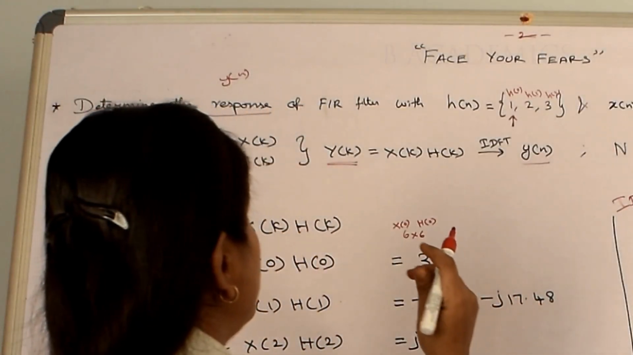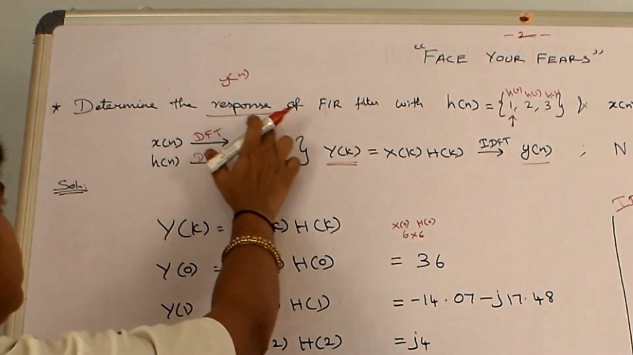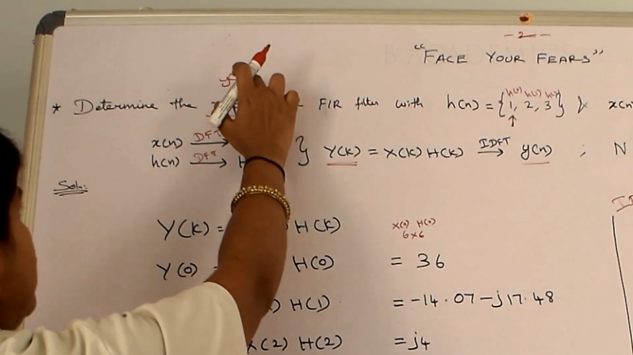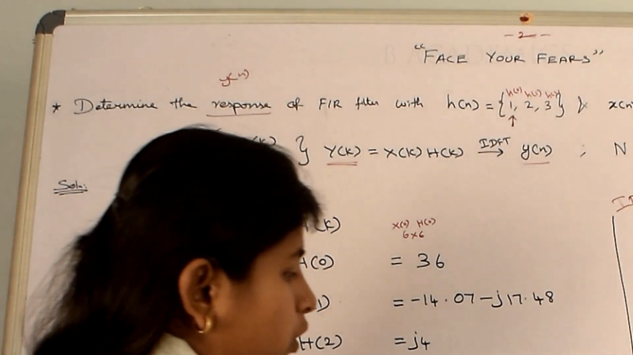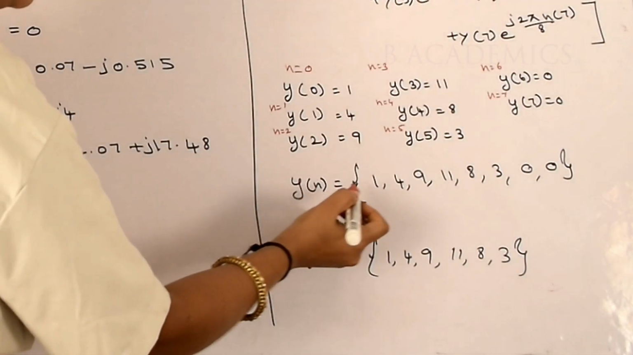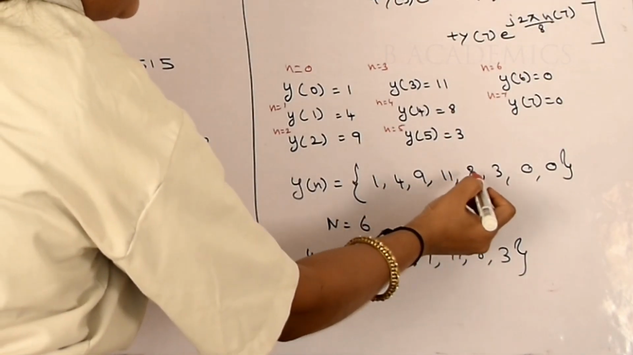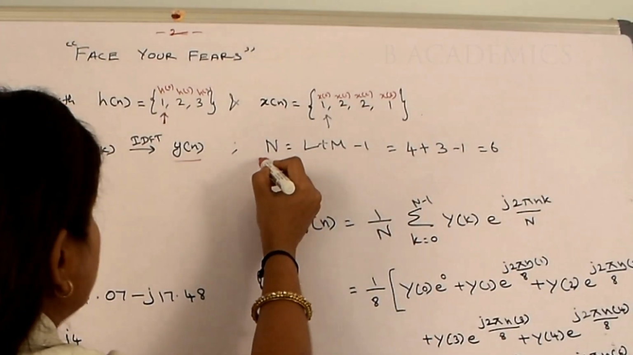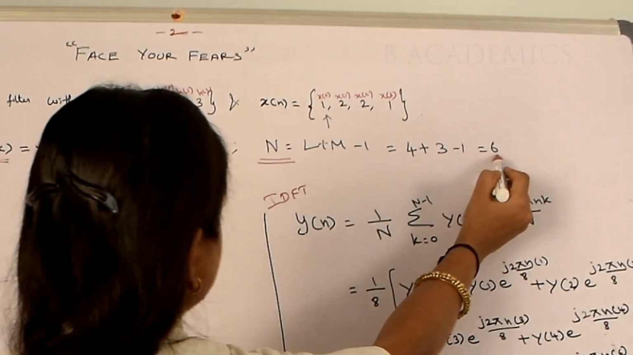So what is given in your question? You have to find out the response of the FIR filter, which is nothing but your output signal, y of n. Now we have found the output signal. y of n is equal to 1, 4, 9, 11, 8, 3, 0, 0. Now do you remember what is the length? N is equal to 6.